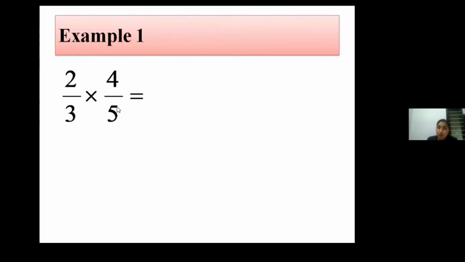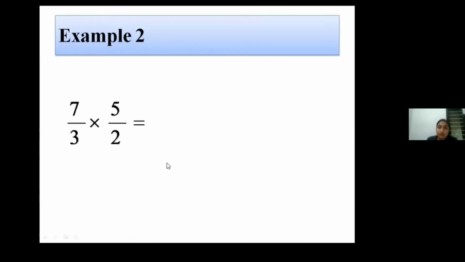Multiplication of two fractions. Here the fraction 2 by 3: 2 is the numerator and 3 is the denominator. In 4 by 5, 4 is the numerator and 5 is the denominator. So we have to find the product of numerators by product of denominators. That is 2 into 4 by 3 into 5. 2 into 4 is 8. 3 into 5 is 15. So after multiplying these two fractions, we got the answer 8 by 15.